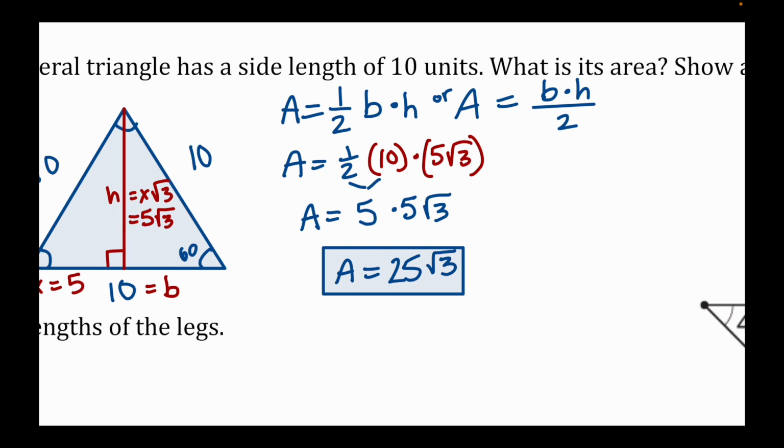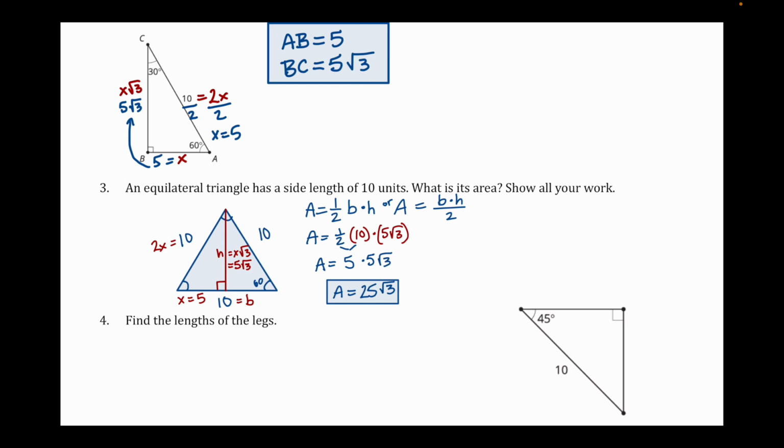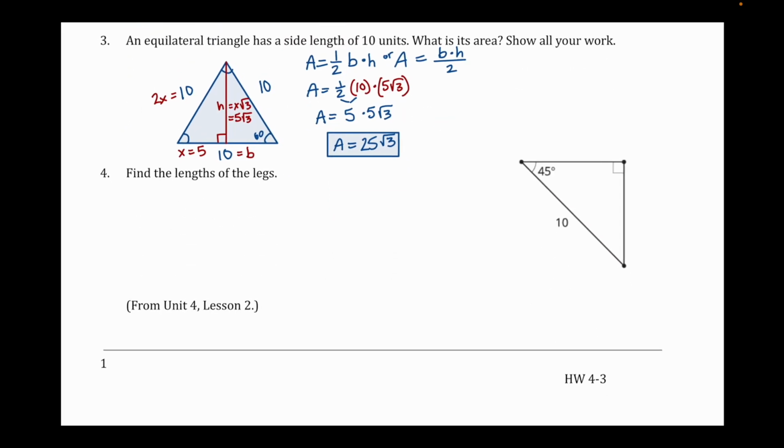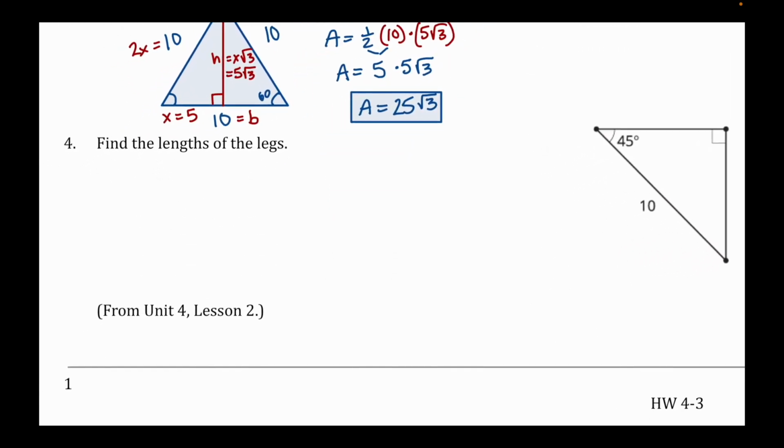Now, this doesn't necessarily have a kind of trick built into it the way the square one does, but still fairly straightforward. You would just probably need the area of the square formula. Question 4 is actually from yesterday's lesson, so Unit 4, Lesson 2, or the lesson that comes right before this. And it says, find the lengths of the legs.